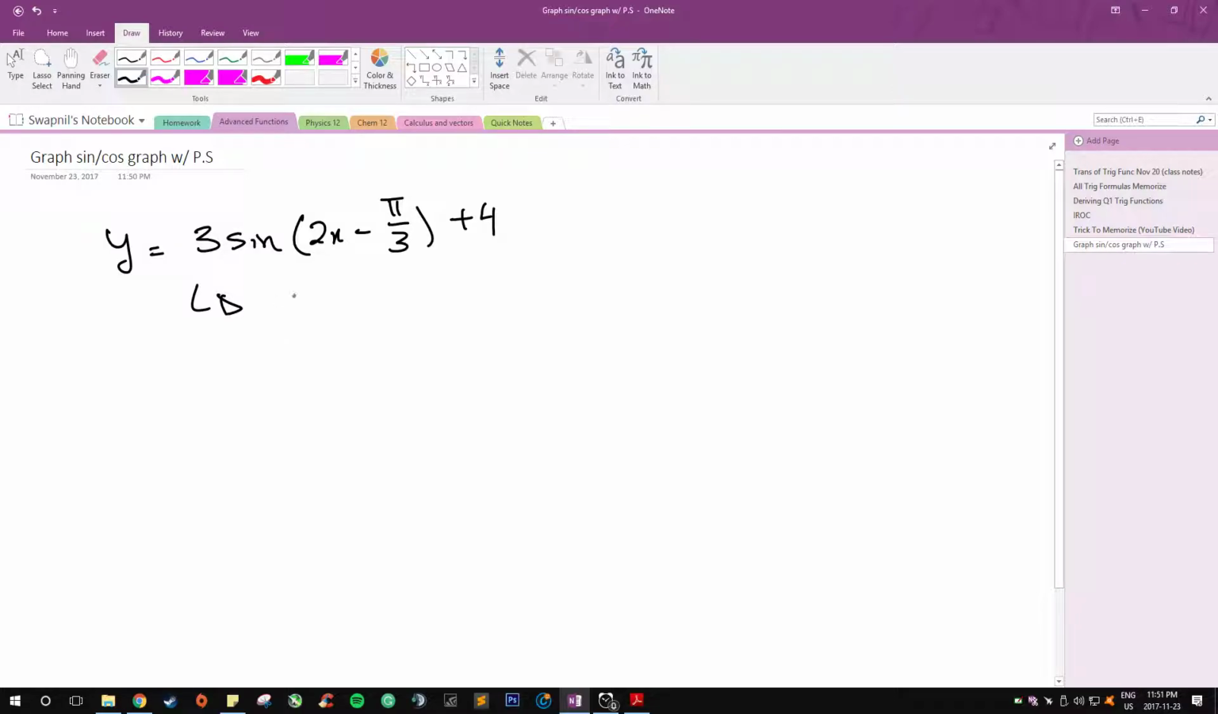This can also be written as y equals 3 sine, factor out the 2. This becomes x minus, you're just thinking 2 times what is pi over 3, so x minus pi over 6, because if you multiply 2 with pi over 6 you get 2 pi over 6, and that simplifies to pi over 3, plus 4.